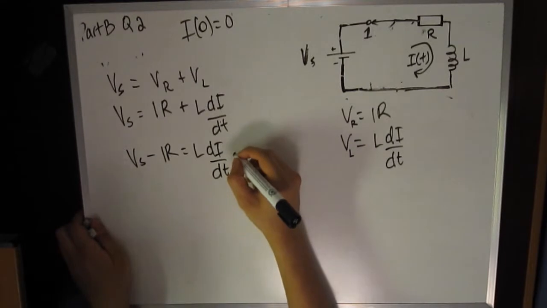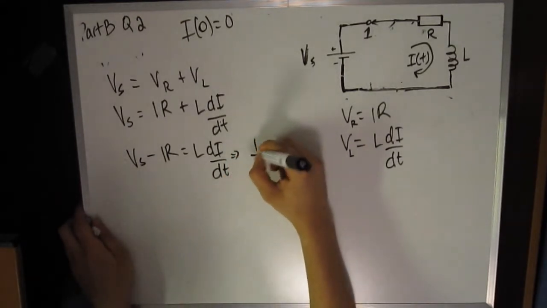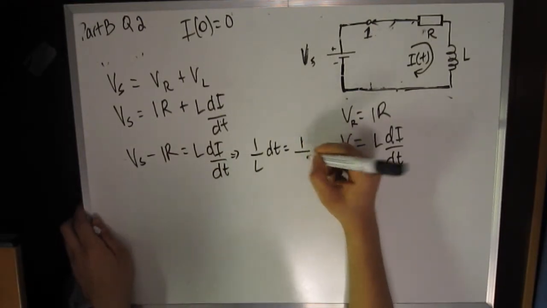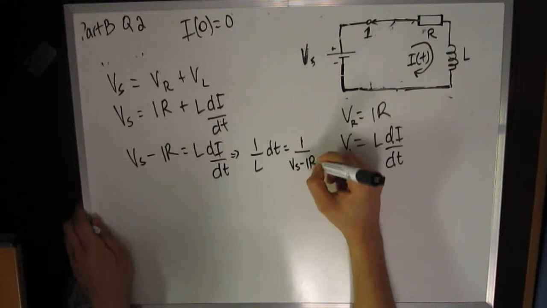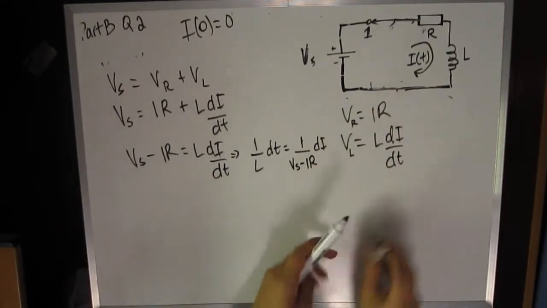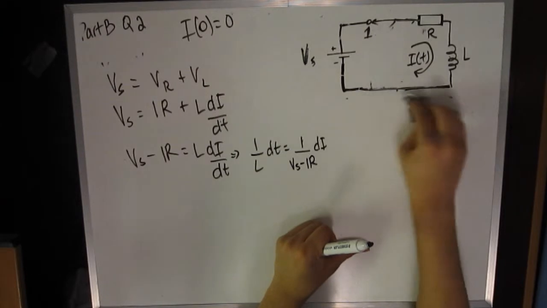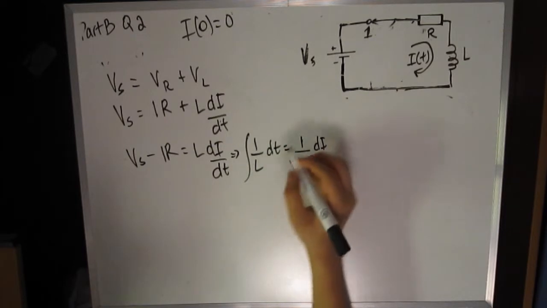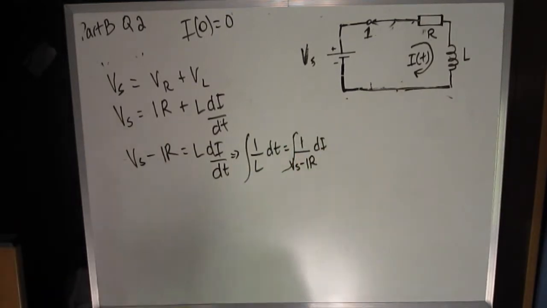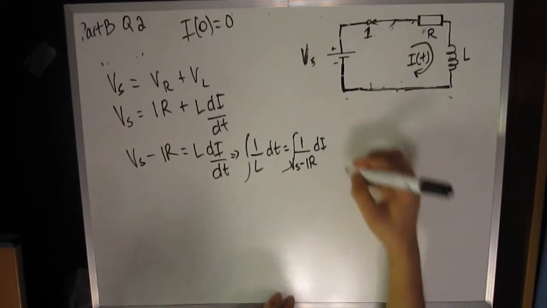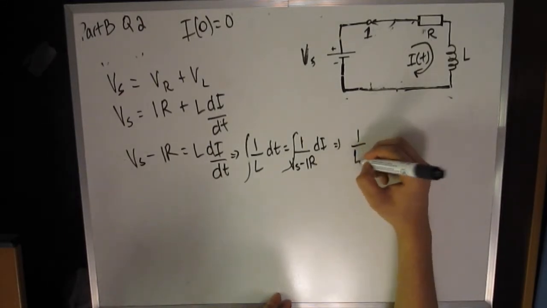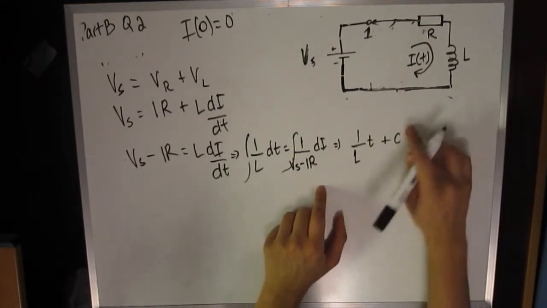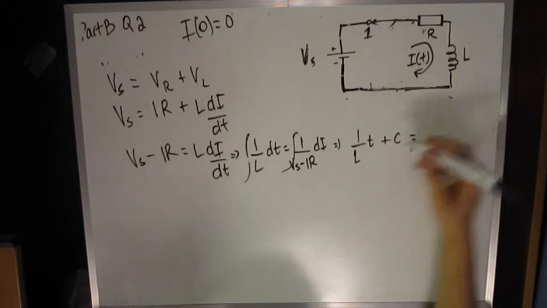So if you go ahead and do that, you'll get something like 1 over L dt equals 1 over Vs minus IR di. I'm just going to go ahead and erase this off here. And basically you have to integrate both sides, for t and for I. 1 over L is just a constant, so all you're actually going to get is 1 over L t plus c, which is equal to, well, it's going to be a ln of something.